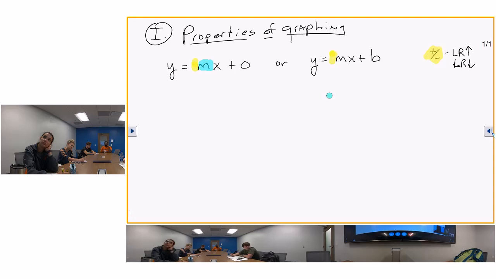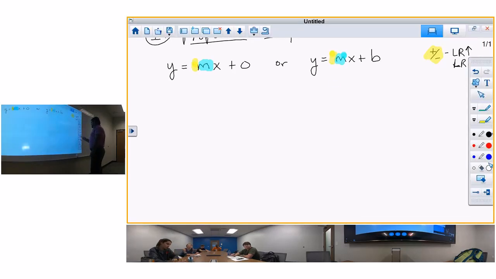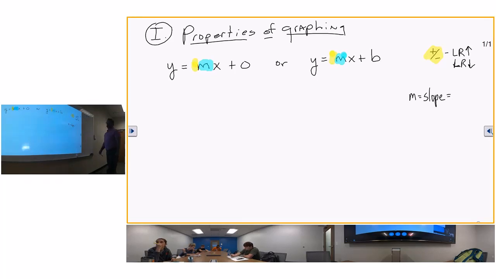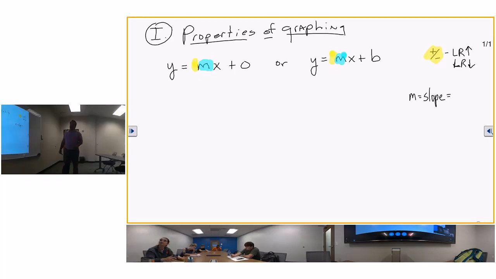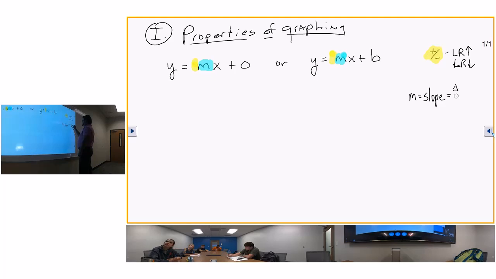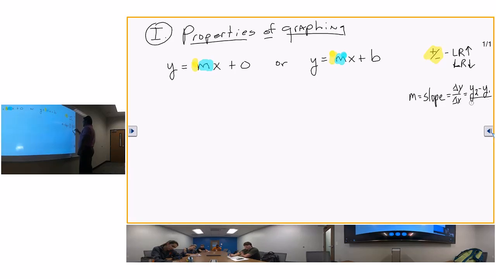The next thing, and we'll do it in aqua, is M. And what is M? Somebody tell me what M is. Oh, come on. Measurement? Slope. M is equal to the slope. The slope is delta y over delta x, which is equal to the change in y over the change in x.